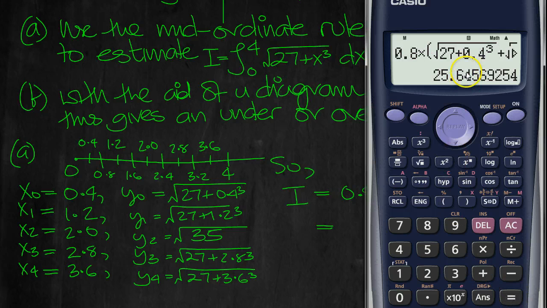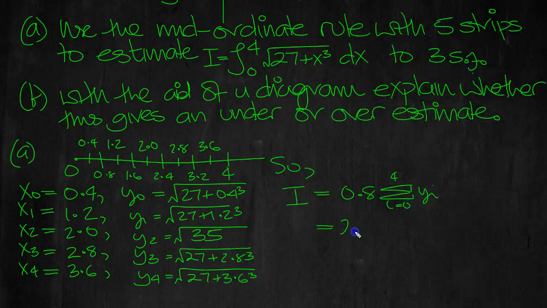25.6 to 3 significant figures, isn't it? 25.6 to 3 significant figures. So that's that. Now part B.